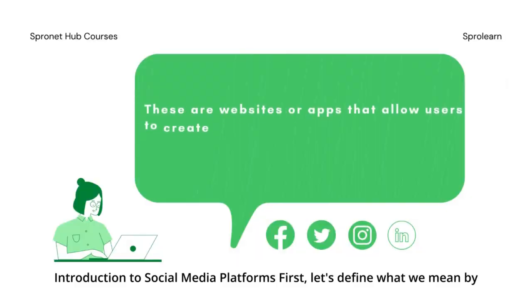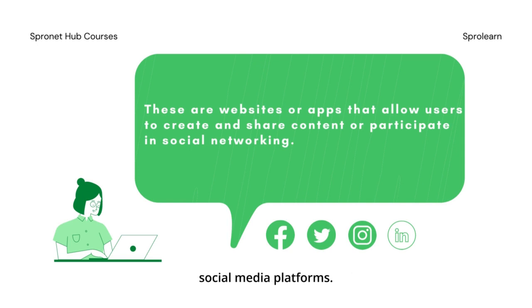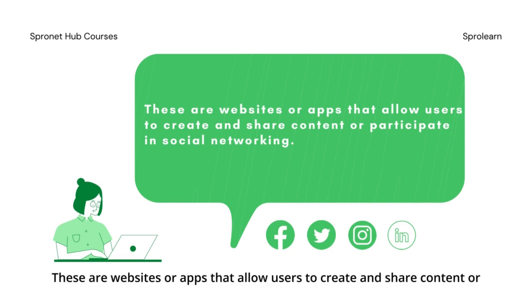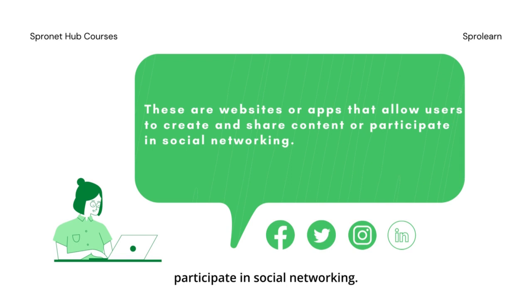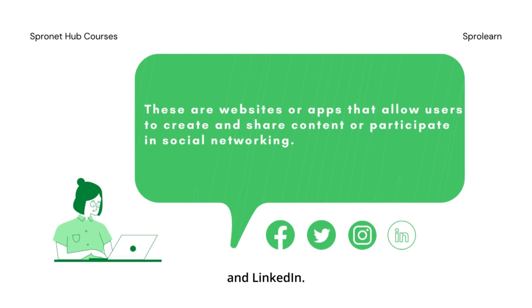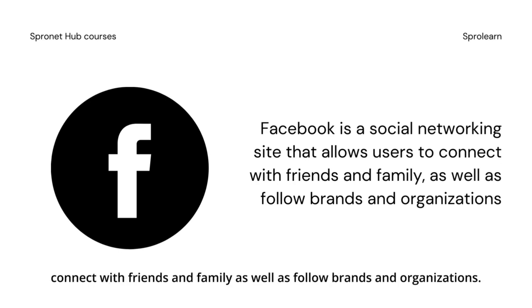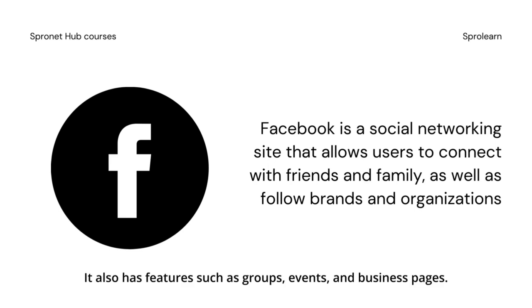Introduction to social media platforms. First, let's define what we mean by social media platforms. These are websites or apps that allow users to create and share content or participate in social networking. Some examples of social media platforms include Facebook, Twitter, Instagram, and LinkedIn. Now, for example, Facebook is a social networking site that allows users to connect with friends and family, as well as follow brands and organizations. It also has features such as groups, events, and business pages.